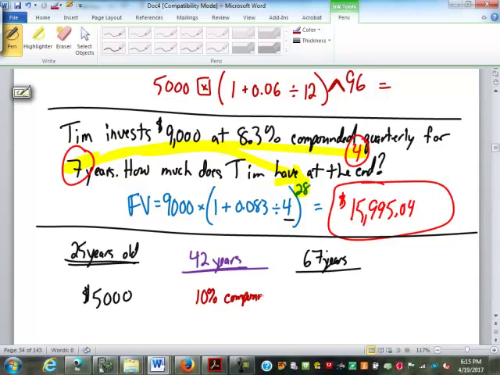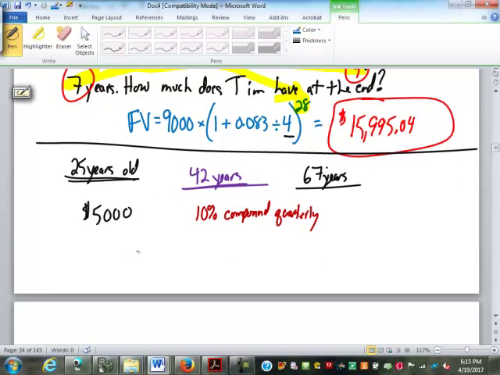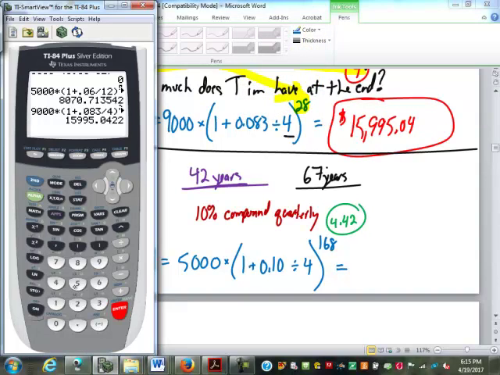And most of those compound quarterly. So what that means is your future value is going to be your present value of 5,000 times 1 plus 0.10 for 10% divided by 4 for quarterly, to the power of, now remember this is going to be 4 for quarterly times 42 years, which is 168. Now before anybody punches this in and sees the result, anybody want to guess as to how much this is going to be?